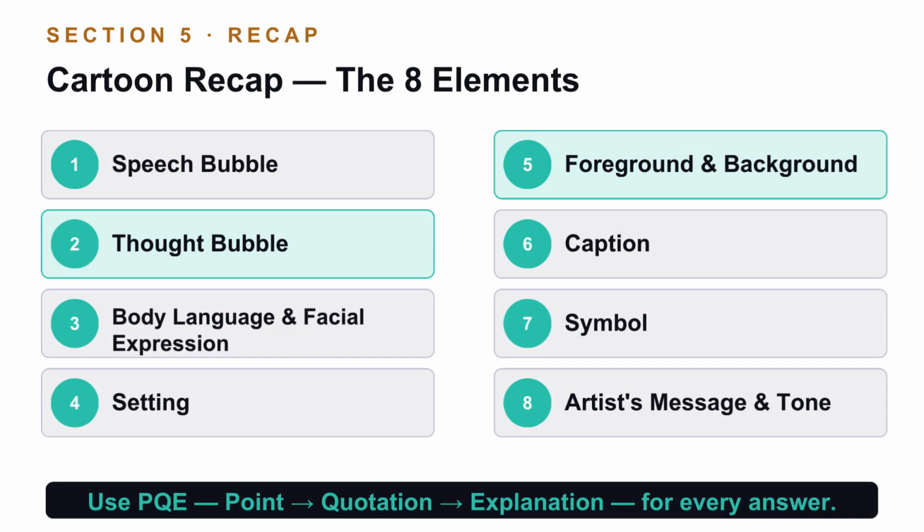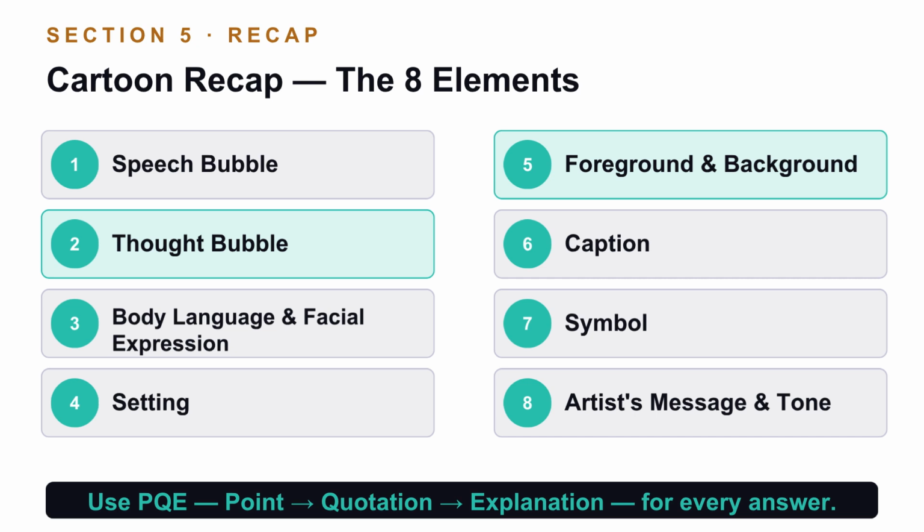Let's bring it all together. For cartoons, you are looking for 8 elements. Number 1, speech bubble: what is said and how it is said. Number 2, thought bubble: what is thought privately and the gap between thought and speech. Number 3, body language and facial expression: mood made visible. Number 4, setting: the context of the message. Number 5, foreground and background: what is prominent and why.